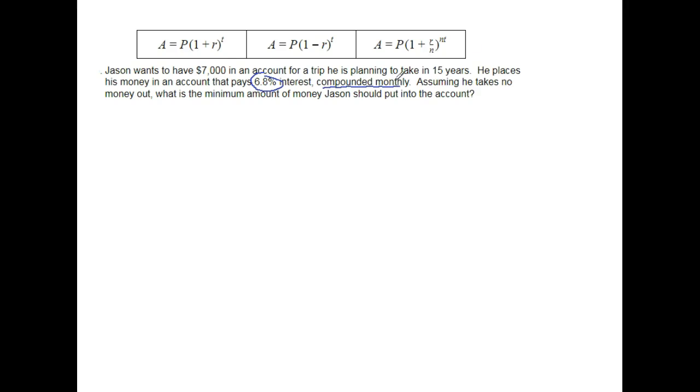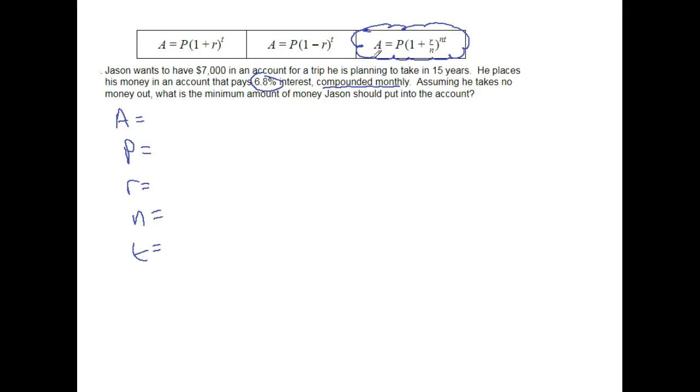So I see this compounded monthly phrase. In terms of picking my equations, this is the one I'm going to have to go with, because a little bit of interest will be applied several times throughout the year. And because it's compounded monthly, I'll use this equation. So I'm going to make my little list: A, P, R, N, and T.